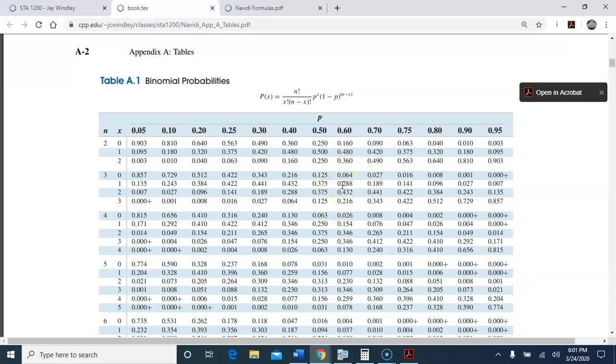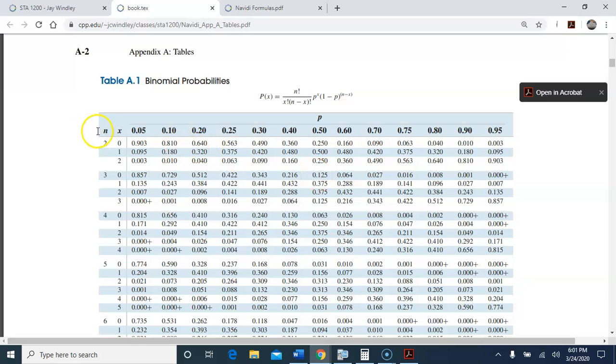So the advantage of the table is that the probabilities have already been calculated for you. The disadvantage of the table is that if our probability of success was not such a nice number, like if it was 0.64 or 0.65 or 0.66, we would not be able to use the table. The probability of success has to be kind of a nice-ish number like 0.6 or 0.7.